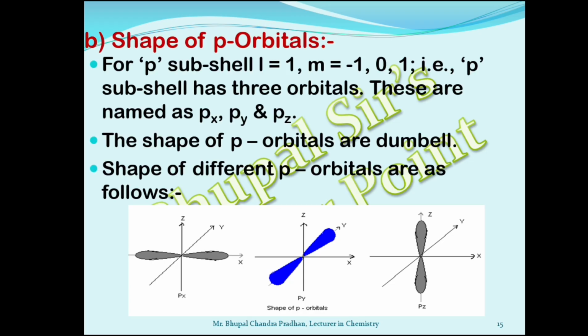For the p subcell, L is equal to 1, M is equal to minus 1, 0 and 1. Thus the p subcell has 3 orbitals, namely px, py and pz. The shape of p orbitals is dumbbell. The shape of different p orbitals are as follows. Px means along the x axis it is dumbbell in shape. Py means along the y axis it is dumbbell in shape. Pz means along the z axis it is dumbbell in shape.